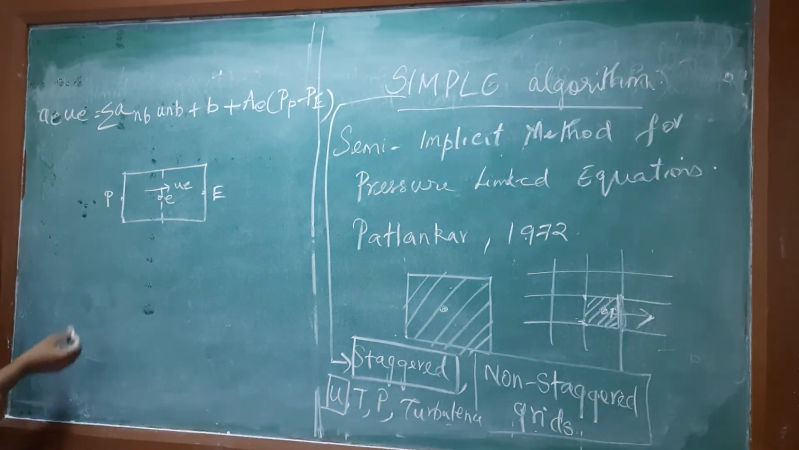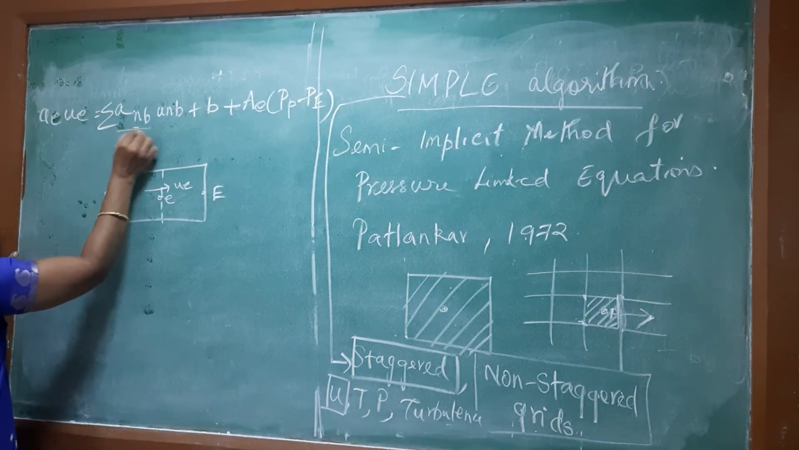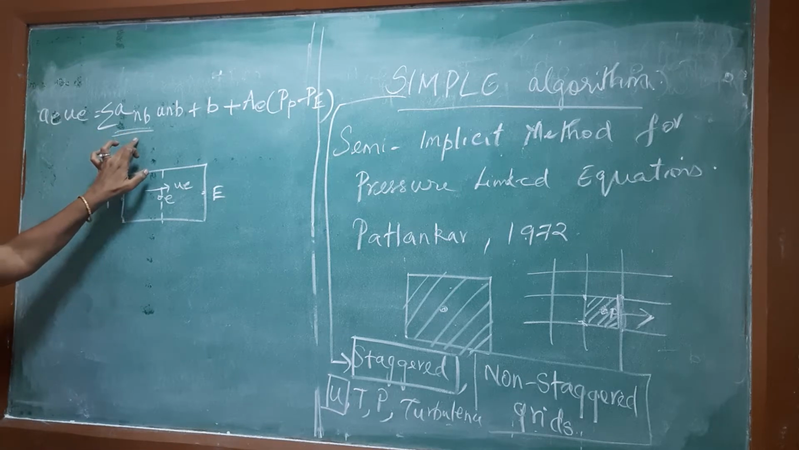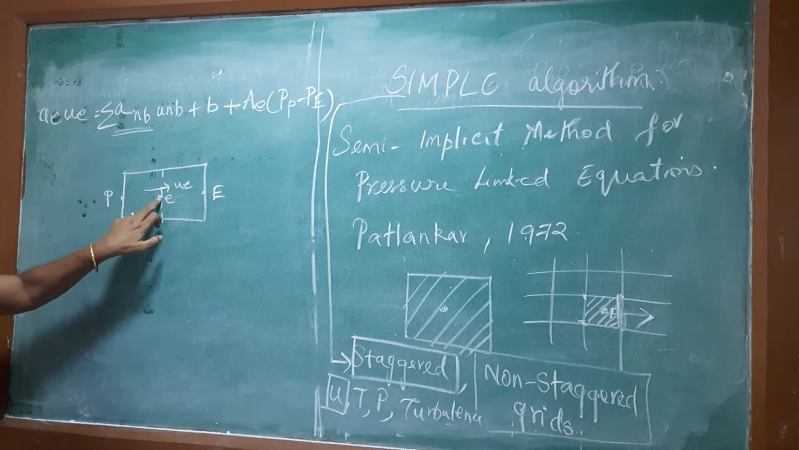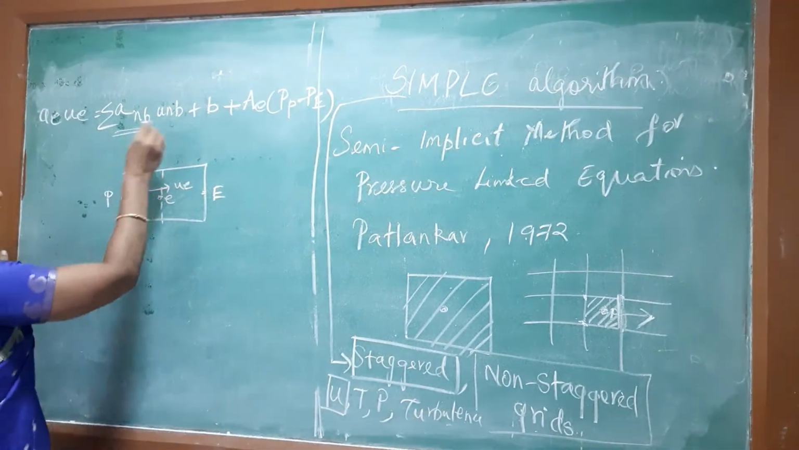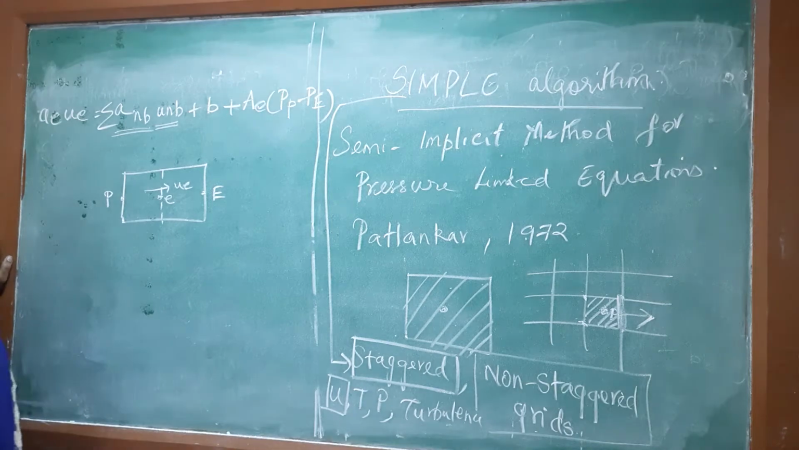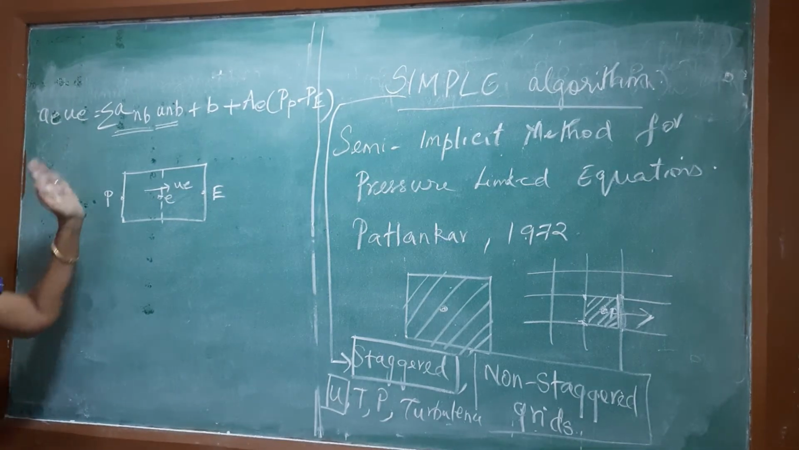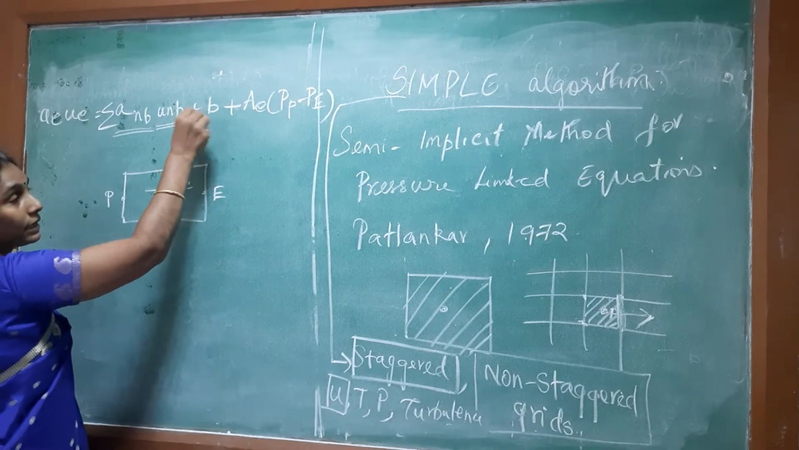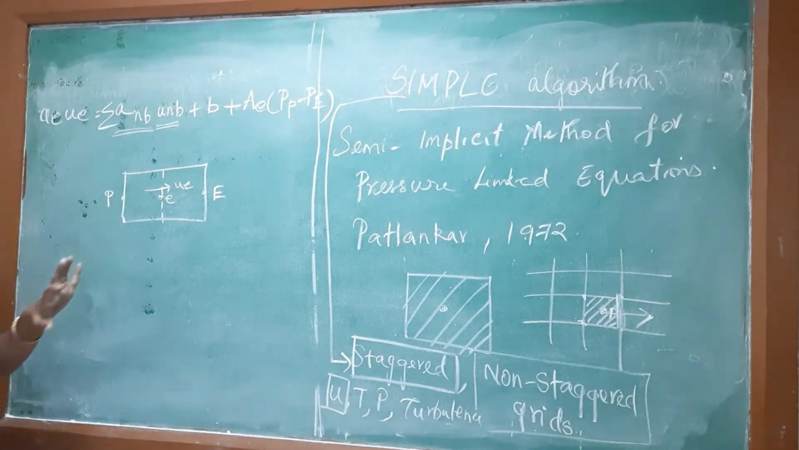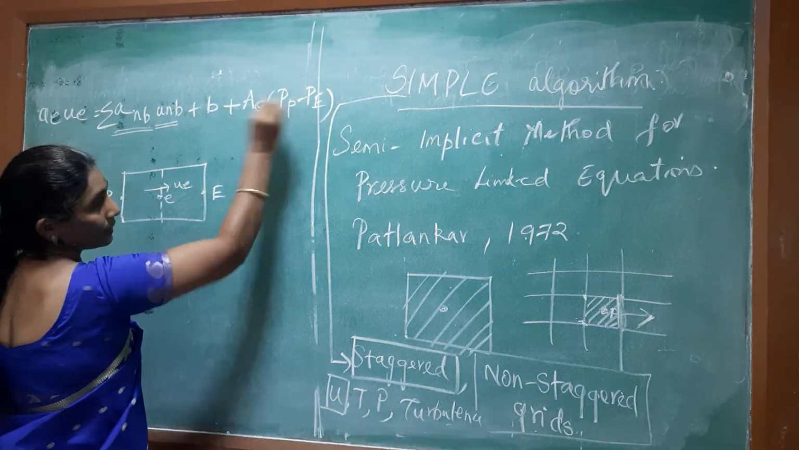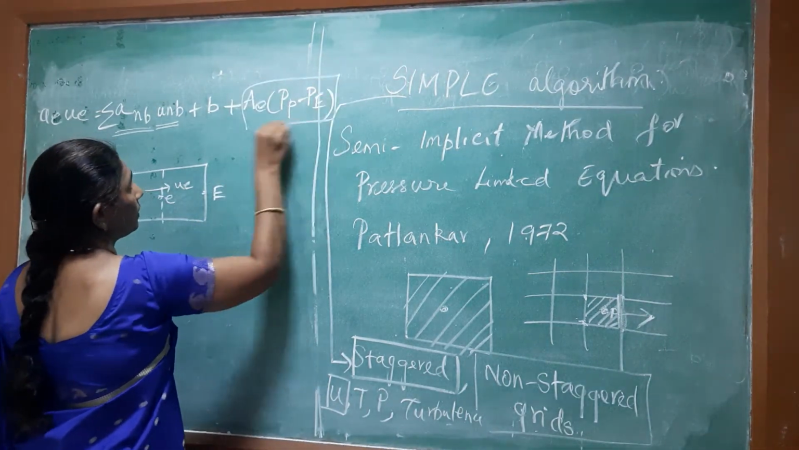Okay. So this a and b refers to the neighboring coefficients. When I take this point e, the neighboring points are E and P. And this velocity, that is uNB, refers to the velocity at the neighboring points. And this is called the source term. This source term is different from that of the pressure term. And next you have aE into PP minus PE. So I'll tell you how this has come.